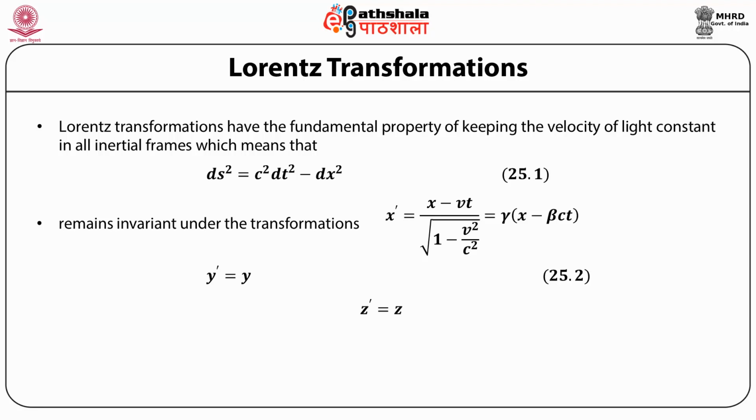t prime will be equal to t minus vx by c square divided by square root of 1 minus v square by c square, which is equal to gamma times t minus beta by c into x. Here, gamma is equal to 1 by square root of 1 minus v square by c square and beta is equal to v by c.